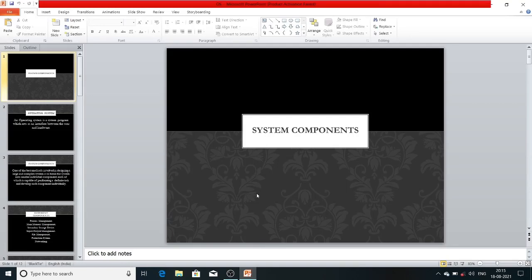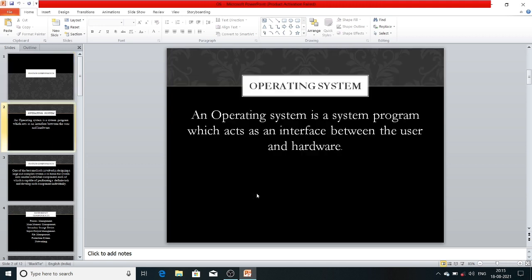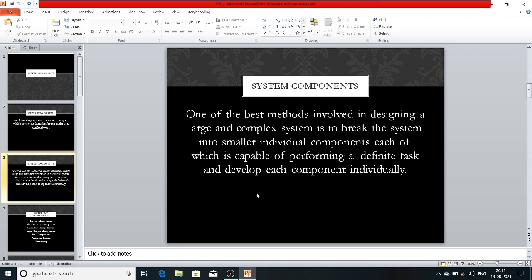Hi everyone. Today I am going to explain system components. We have to discuss system components before we know what an operating system is. An operating system is a system program which acts as an interface between the user and hardware. Next we have to move on to system components.